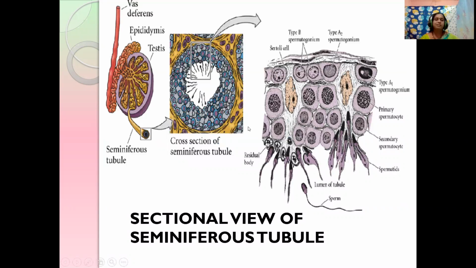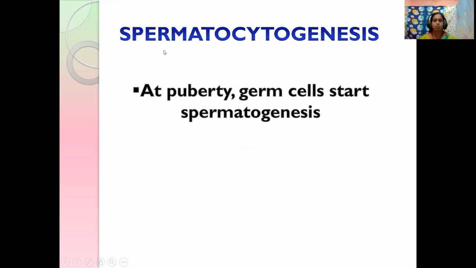Here is a sectional view diagram of the seminiferous tubules. Just see, students, the Sertoli cells are present in the cortex region, and at the center is the lumen of the seminiferous tubule. The sperms travel from the Sertoli cells towards the inside of the lumen of the seminiferous tubule, and later they move to the epididymis, then via the vas deferens and urethra, and are released out.